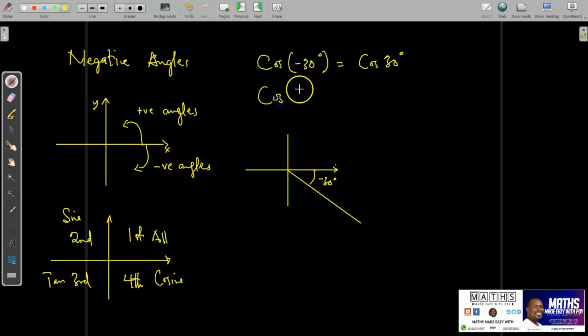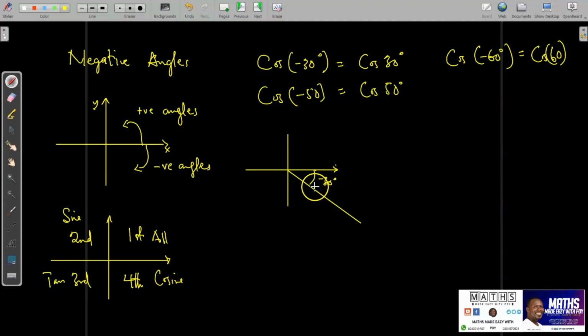Likewise, cos negative 50 degrees is still going to be cos 50 degrees. Likewise, cos negative 60 degrees is still going to be cos 60 degrees, the reason being that negative 60 degrees finds itself in the fourth quadrant, and in the fourth quadrant, cos is positive. So it doesn't matter whether the angle is negative, it's still going to be positive.